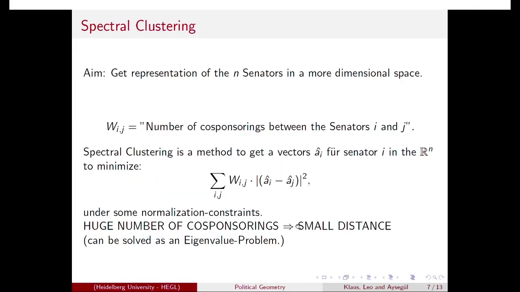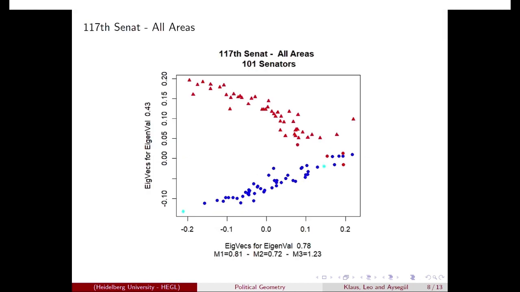Now we use a method called spectral clustering to get a projection of our n senators in the n-dimensional space. We want to get a vector a for every one of the senators, and we want these vectors to minimize this function, so a huge number of co-sponsorings W between two senators means that these two senators have a small distance in the n-dimensional space. We can solve this problem by solving an eigenvalue problem, and then we can plot the first two axes, and we get this plot.